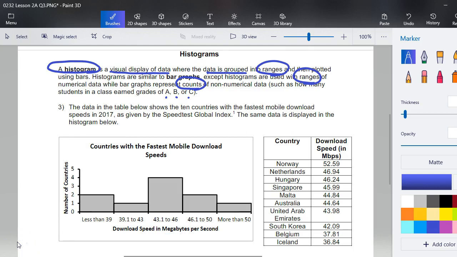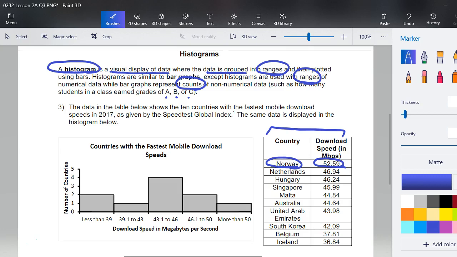Reading from the worksheet, I see part A is asking which country had the fastest download speed. Fastest download speed, which country? We need to report Norway. Part B, did you use the table or the histogram to answer the question and why? We used the table. A question of why, we can see specific data or add in your rationale.